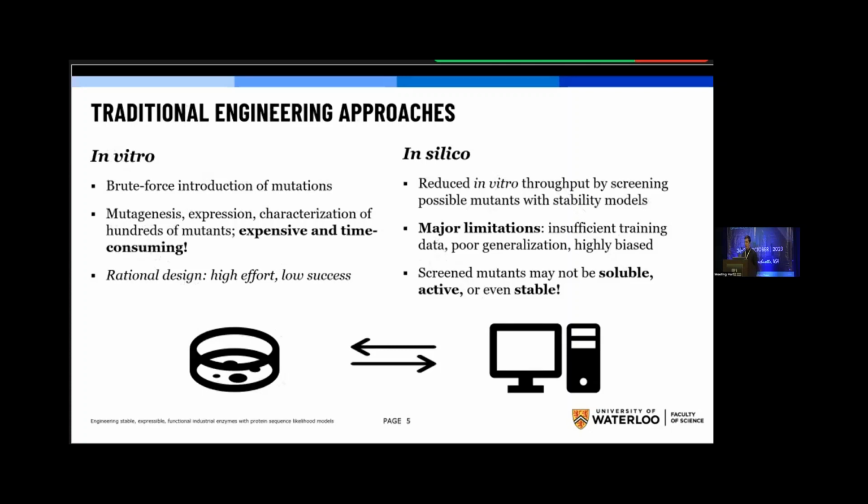And so we can try to do more targeted engineering of enzymes with rational design, where maybe we look for opportunities to introduce covalent bonds through different types of mutations. But these are very challenging to introduce, and they still take a lot of human time, and they might not even be successful. So we can move to the in silico side of things and try to pre-screen some mutations based on some model of stability.